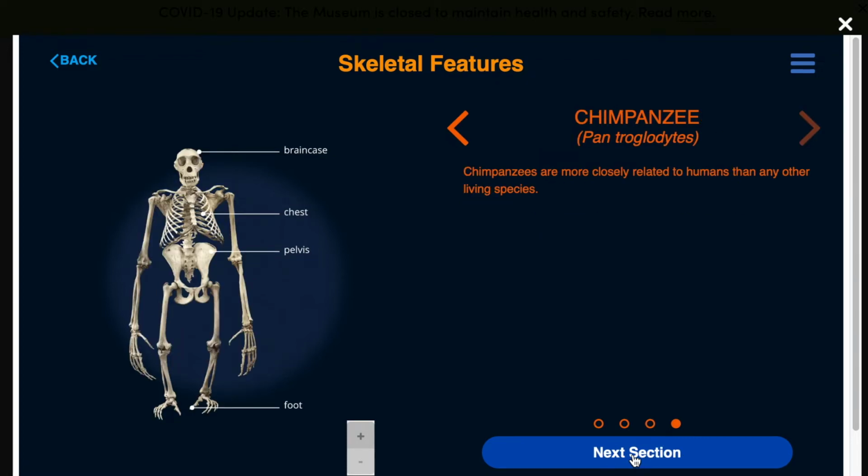And then we have our modern-day chimpanzee, also known as Pan troglodytes. Modern-day chimpanzees are often used as a comparison for early humans and modern-day humans to help us think about our own evolution and the way that we've changed through time.